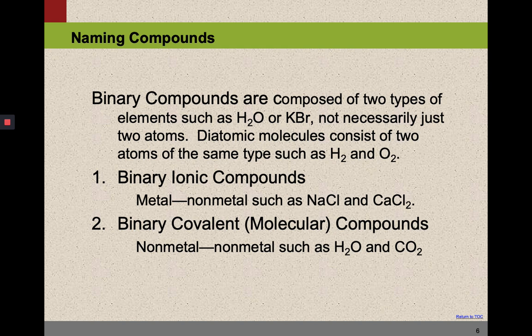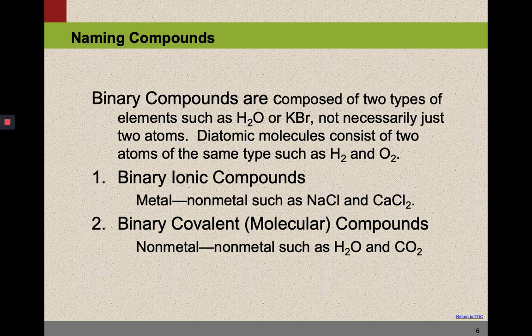Now, diatomic molecules consist of two atoms of the same type, such as H2 and O2, and you can just call them by their element name. For example, this is hydrogen, and since it exists in nature as a gas, so we say hydrogen gas, and then oxygen gas. You can also have fluorine, F2, and bromine. Okay, the bromine exists as a liquid, but if you have just Br2, then we can just call it bromine. We call them by their element name, all right, for diatomic molecules.